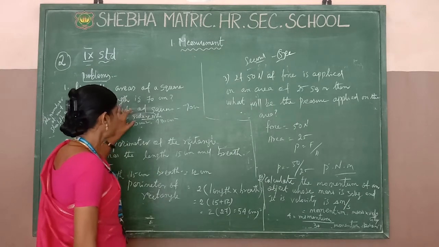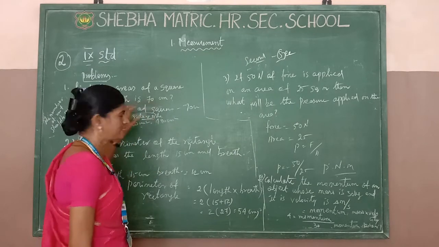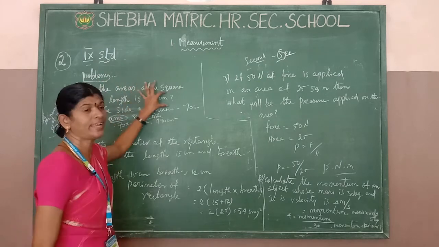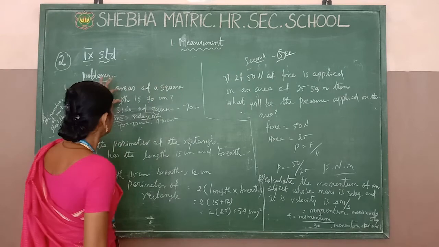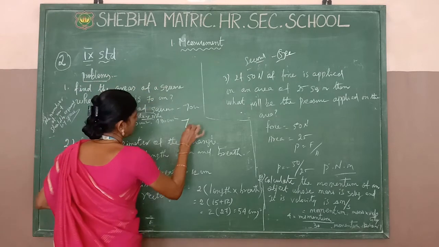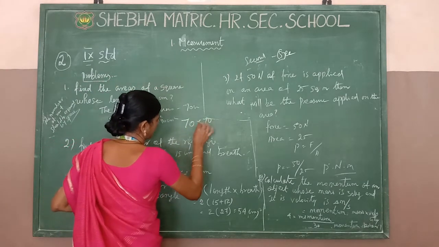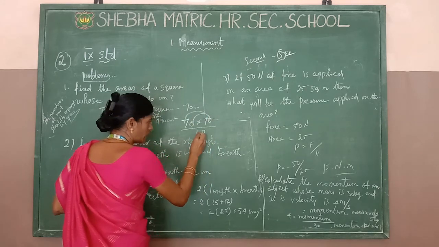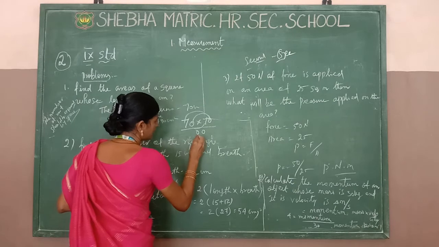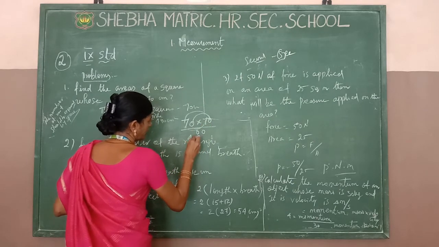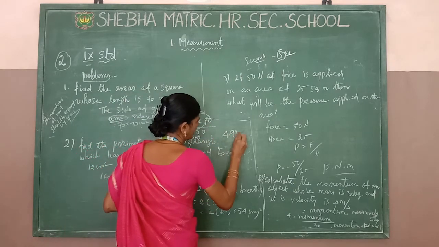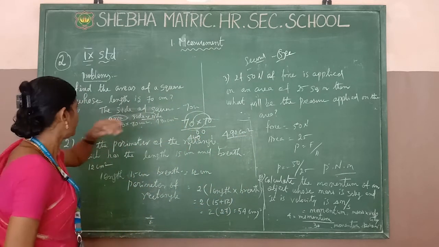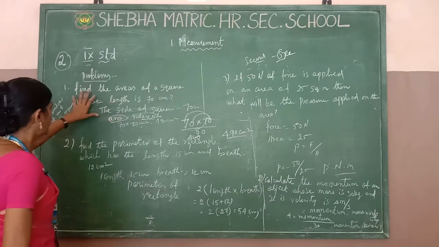Area equals side into side. This is the area formula. So how is the length? 70 centimeter. Listen, 70 into 70 equals 0, 7 zeros are 0, then 7 sevens are 49. So 4900 centimeter squared. Is it clear? Okay, listen one more time.